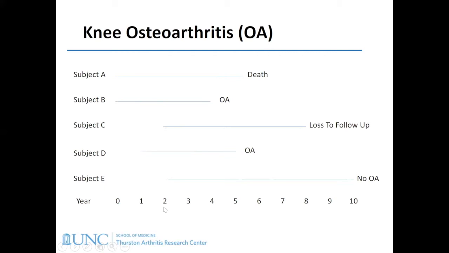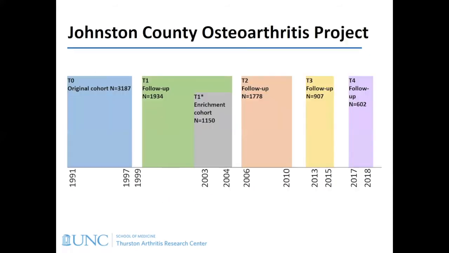And so this would be a study that we consider to be open, and we would say open on the left. And so what we do is we follow each participant, recording when they either went on to get osteoarthritis, when they may have died, or when they were lost to follow-up. And for this, by the end of the study, 1 individual never developed osteoarthritis. So that gives you an idea of what the open cohort looks like.